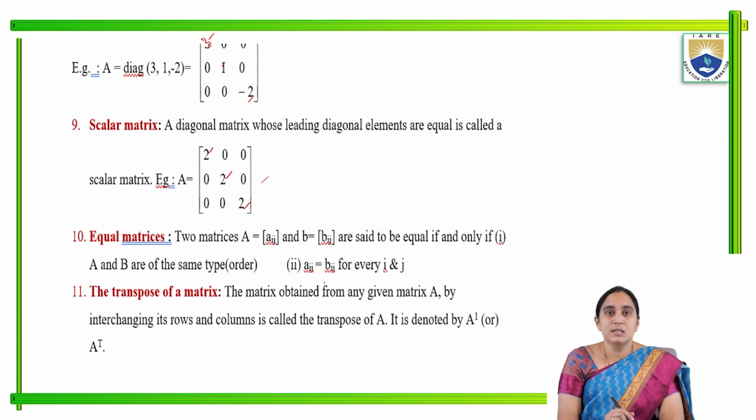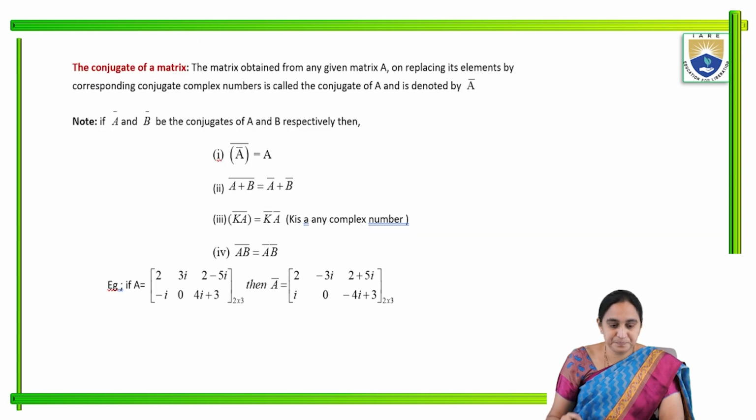Next, the transpose of a matrix. The matrix obtained from any given matrix A by interchanging its rows and columns is called the transpose of A, and it is denoted by A dash. For any matrix, we interchange rows as columns or columns as rows, and that is called the transpose of a matrix. It is denoted by A dash.